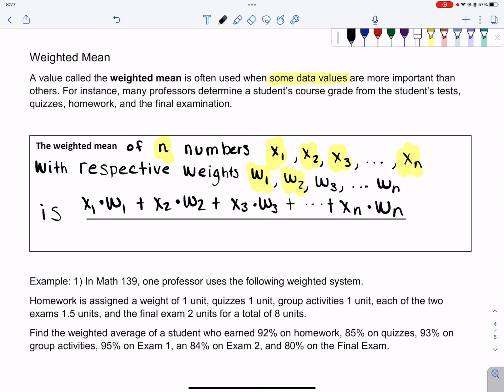But now we need to divide by something here because it's a mean. I'm not going to divide by the amount of numbers I have, but instead we're going to divide by the sum of our weights. So W1 plus W2 plus W3, and continue that until you get to your last weight, which we're calling Wn. And that would simply be our formula for the weighted mean.